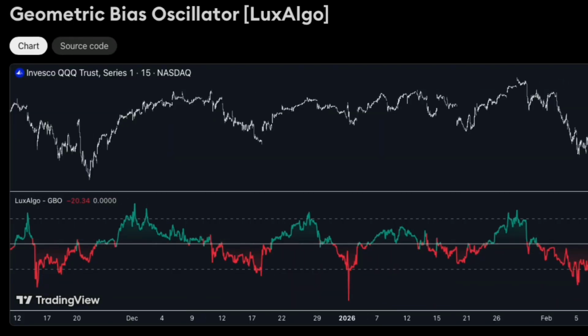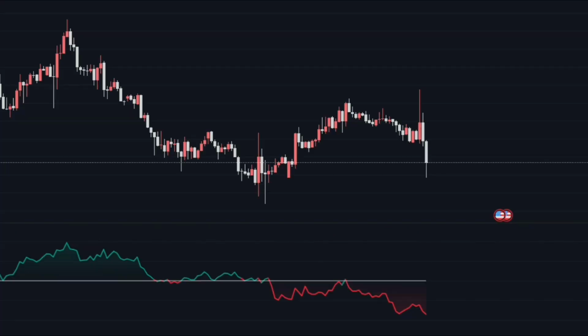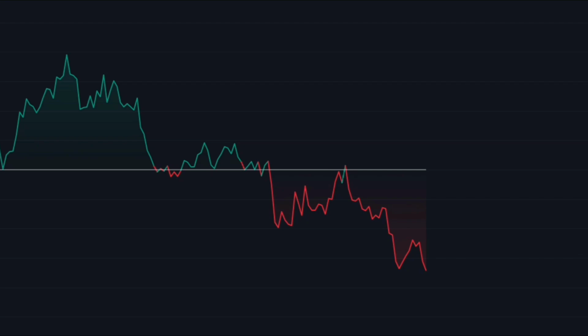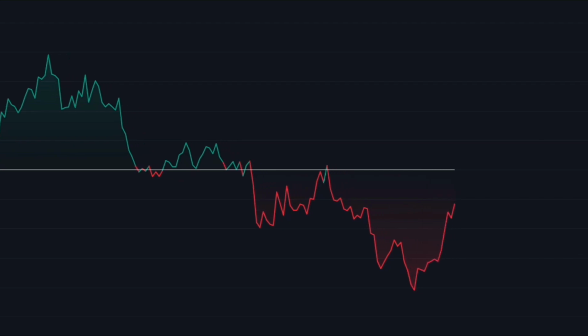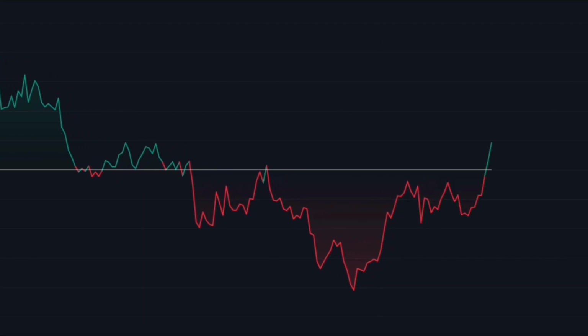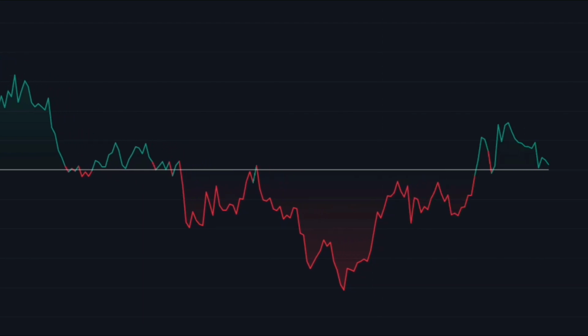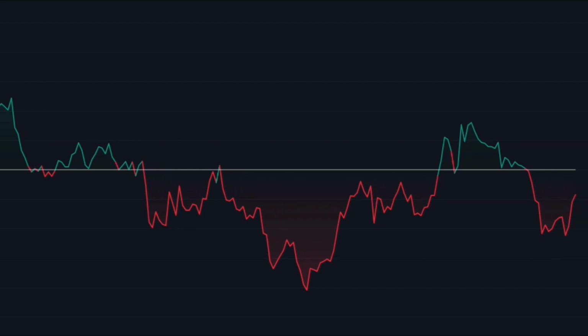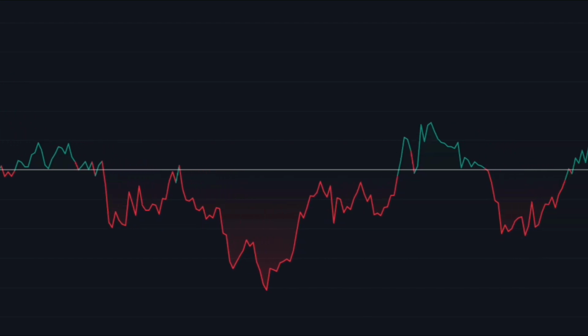Number 7, Geometric Bias Oscillator by Lux Algo. Oscillators are everywhere, but geometric bias is different. Instead of mean reversion alone, this tool measures directional asymmetry in price geometry, spotting imminent edge shifts before they show up on plain momentum. Best use case is to use this to shift bias early. If geometric bias flips ahead of price, you can front-run trend changes.